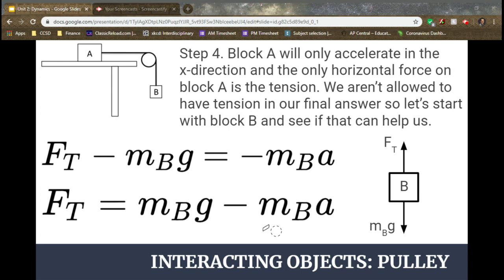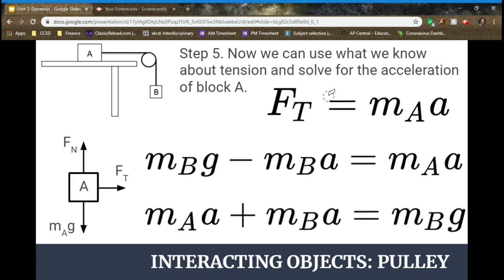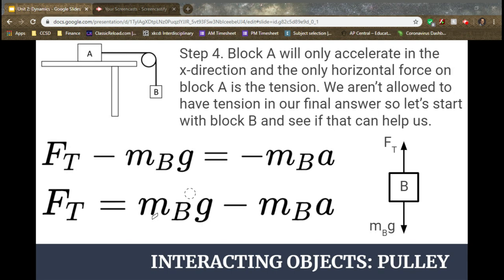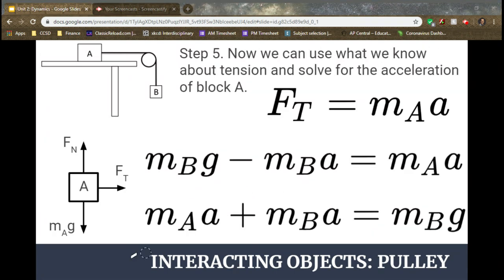All right. Now, let's go to block A and do Newton's second law for the x direction for block A. This is Newton's second law for block A, all right? Tension force is to the right, so it's positive, and the acceleration of block A will be to the right, which is positive. I'm not allowed to have tension, so I'm going to substitute in. Remember, I solved for tension right here, so I'm going to substitute this in, and I get this, all right?